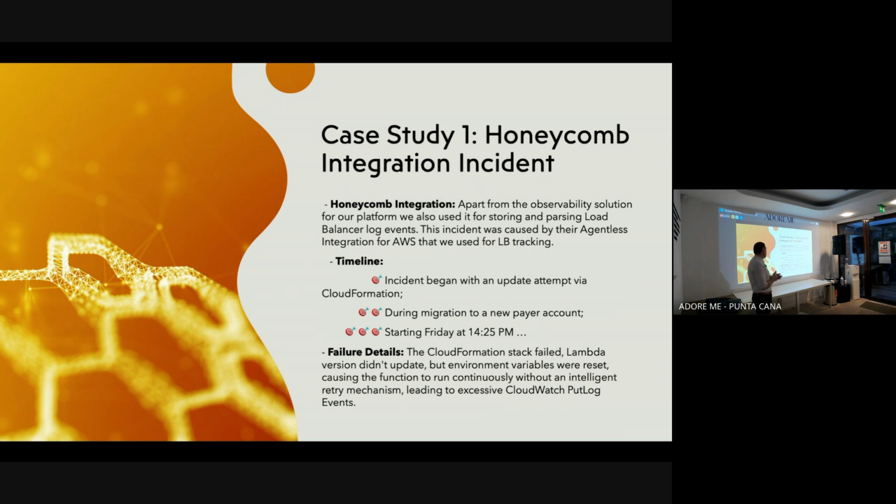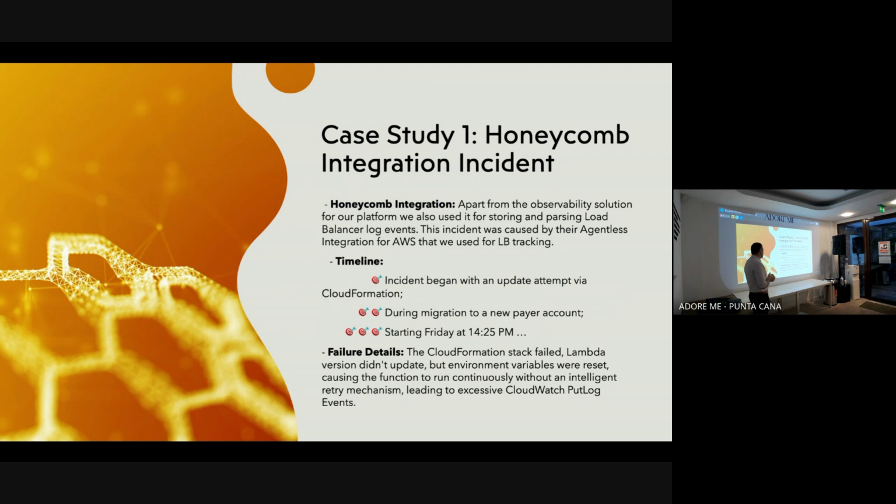First of which is the Honeycomb integration incident. I'm not sure if you guys are familiar with Honeycomb. Anyone? Okay, it's an observability solution we used for our platform. We are not using it anymore, of course. We also used it for things it was not designed to be used for. Keep that in mind. We used it for the load balancer logs, the application load balancer logs.